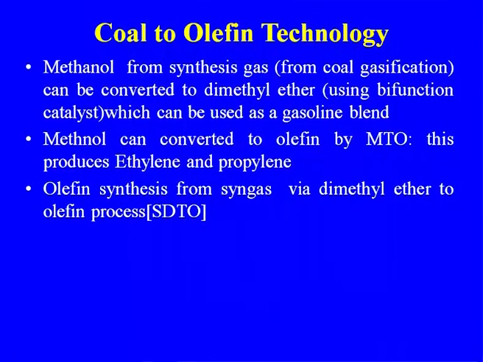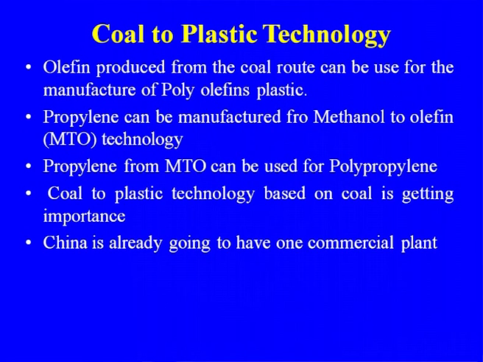Coal to olefin technology. Methanol from synthesis gas from coal gasification can be converted to dimethyl ether using a bifunctional catalyst, which can be used as a gasoline blend, or methanol can be converted to olefins by the MTO process. This process produces ethylene and propylene. Olefin synthesis from synthesis gas via the dimethyl ether to olefin process, that is also SDTO, is available. Olefins produced from the coal route can be used for the manufacture of polyolefins, that is, polyolefin plastics. Propylene can be manufactured from the methanol to olefin technology, and propylene from MTO can be used for polypropylene.